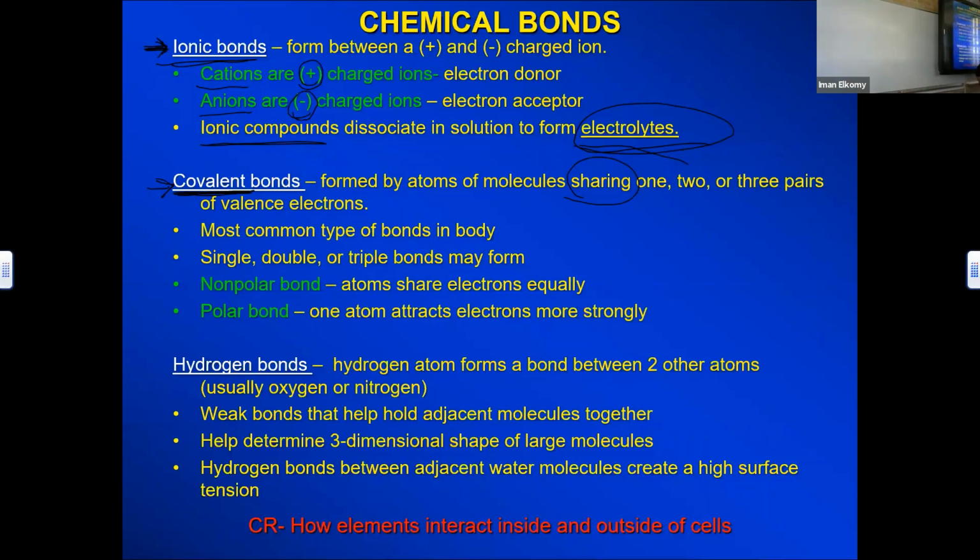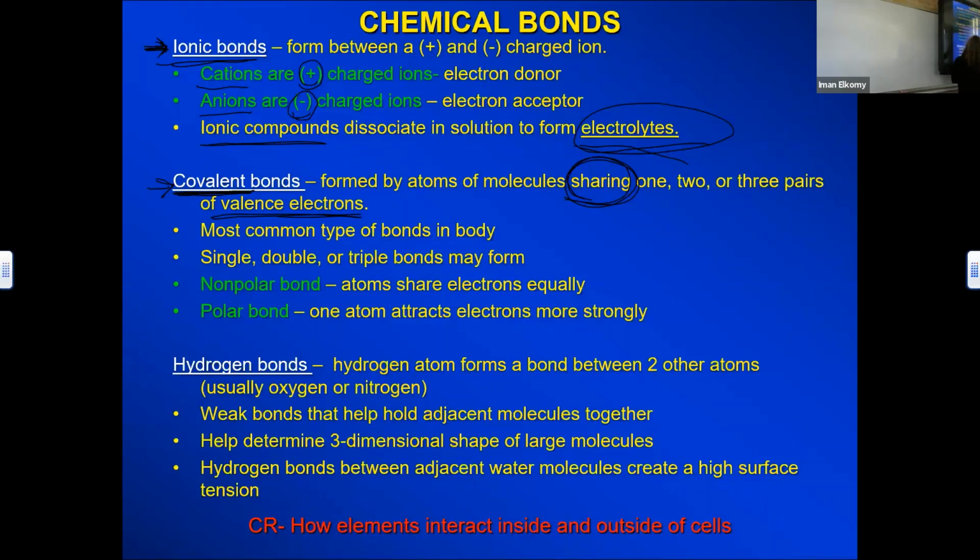Okay, so these bonds are formed by sharing electrons. Remember the valence electrons are those electrons that are on the outside shell. They share them. Okay, you're missing an electron. I've got one that I can share. Let me share with you. We'll form a covalent bond.